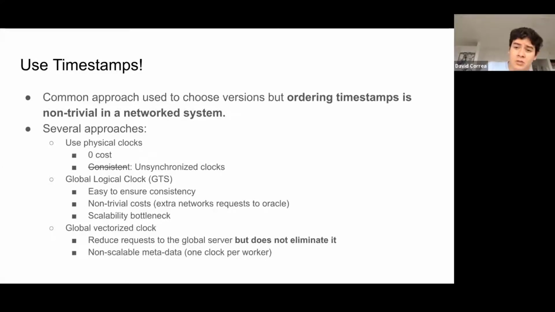To use the timestamps as versions, but ordering these timestamps is not really trivial. There are several approaches. One of them is using a physical clock. It has literally zero cost because you can just read from the machine, except it's not actually consistent because of unsynchronized clocks. Then there's the global logical clock, GTS, which is easy to ensure consistency, but it is non-trivial in terms of cost because we essentially have an oracle that keeps track of the clocks, and we have to make network requests every time we want to request a new clock. And with enough scale, that central oracle becomes a bottleneck.